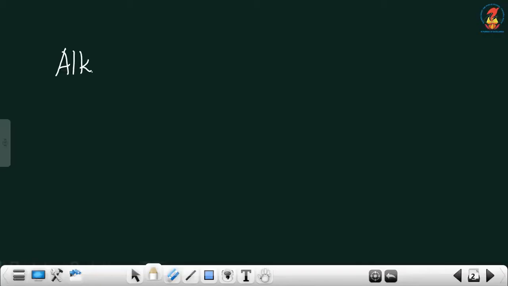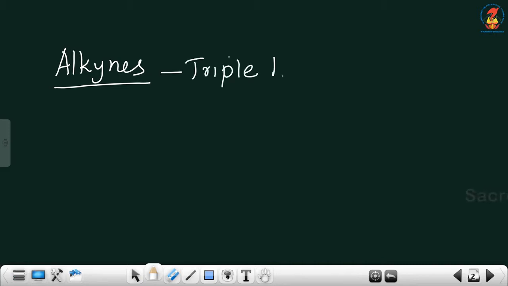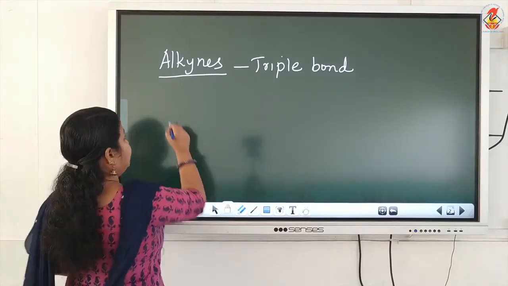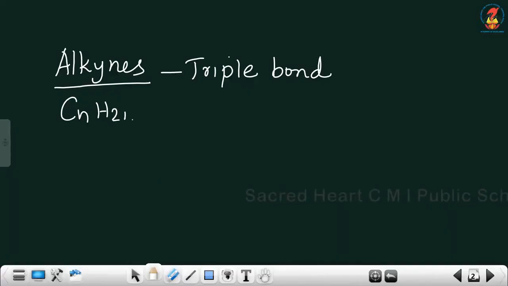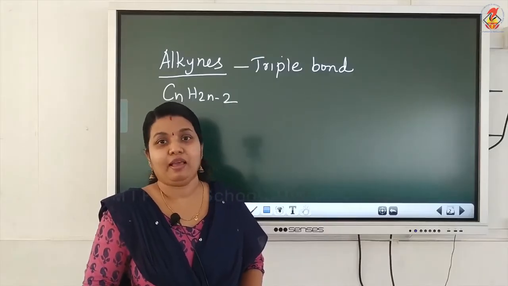So alkynes, what are alkynes? Alkynes are unsaturated hydrocarbons which contain a triple bond between carbon atoms. So, unsaturated hydrocarbons which contain a triple bond between two carbon atoms are known as alkynes. The general formula of alkynes is CnH2n minus 2. For alkanes it is CnH2n plus 2. For alkenes it is CnH2n. Here it is CnH2n minus 2.